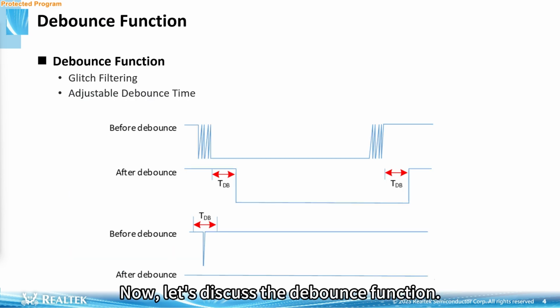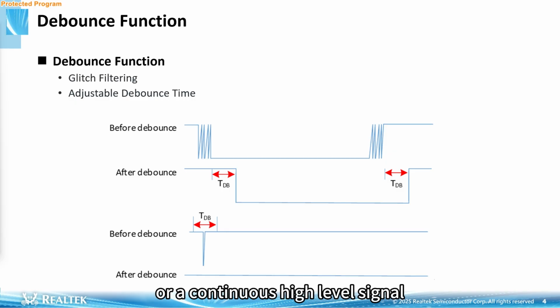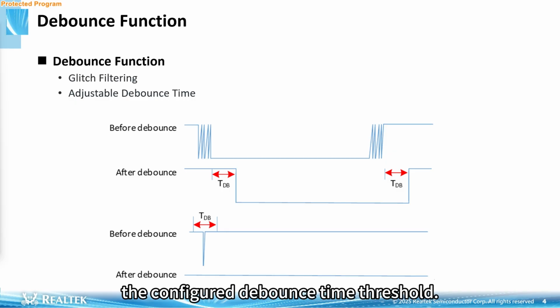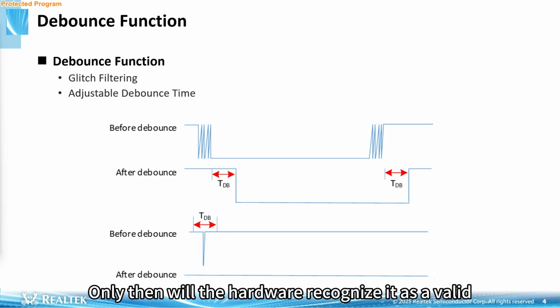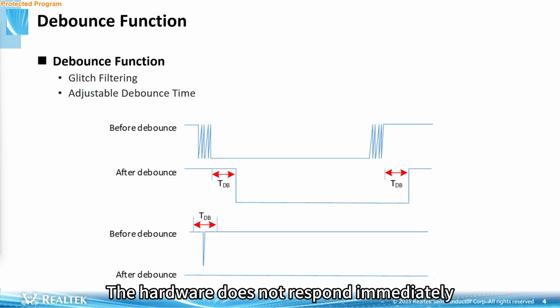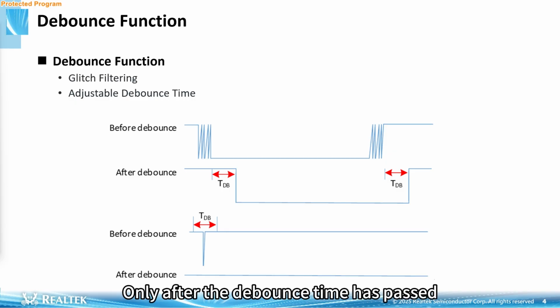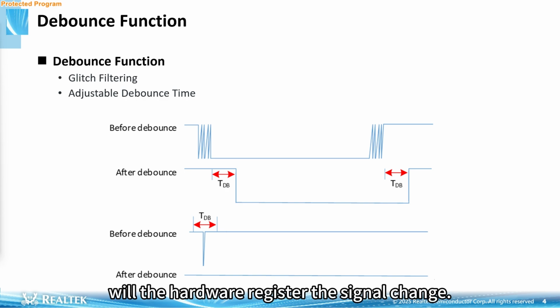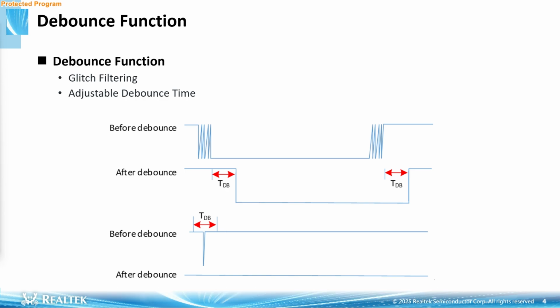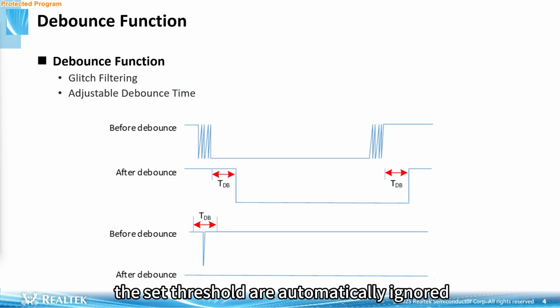Now, let's discuss the Debounce function. The hardware only detects a continuous low level, or a continuous high level signal, when its duration exceeds the configured debounce time threshold. Only then will the hardware recognize it as a valid low level or high level signal. The hardware does not respond immediately after detecting a signal transition. Only after the debounce time has passed will the hardware register the signal change.